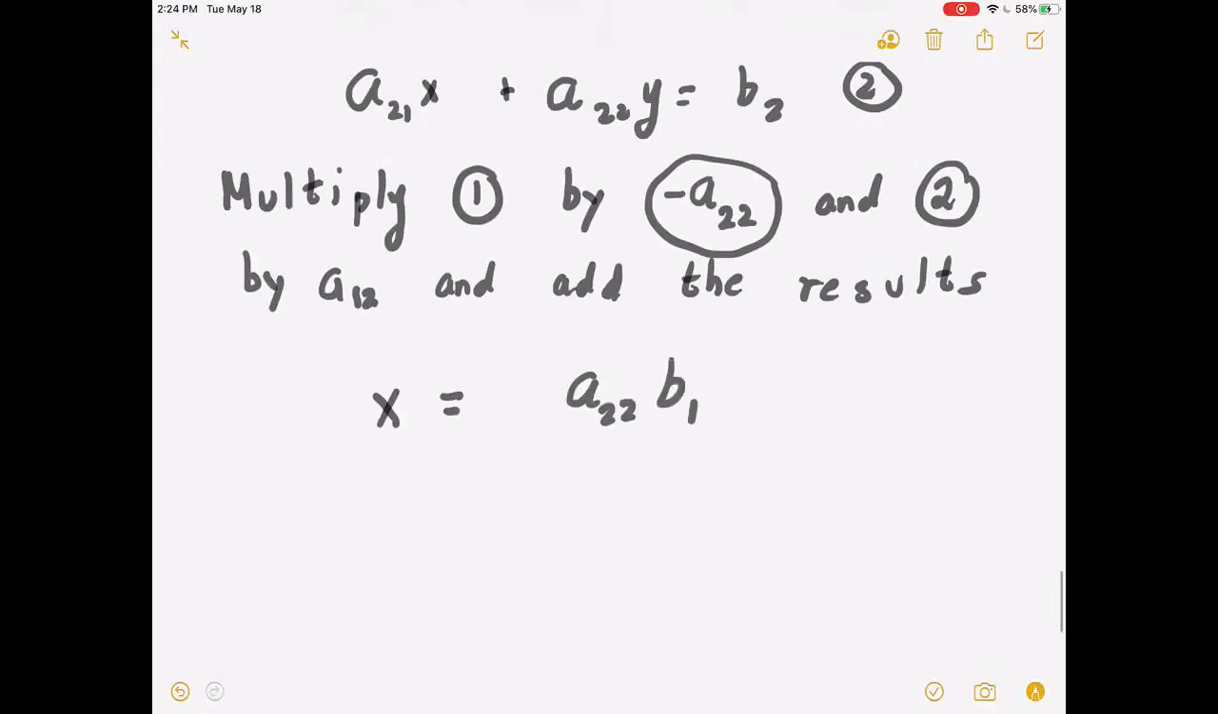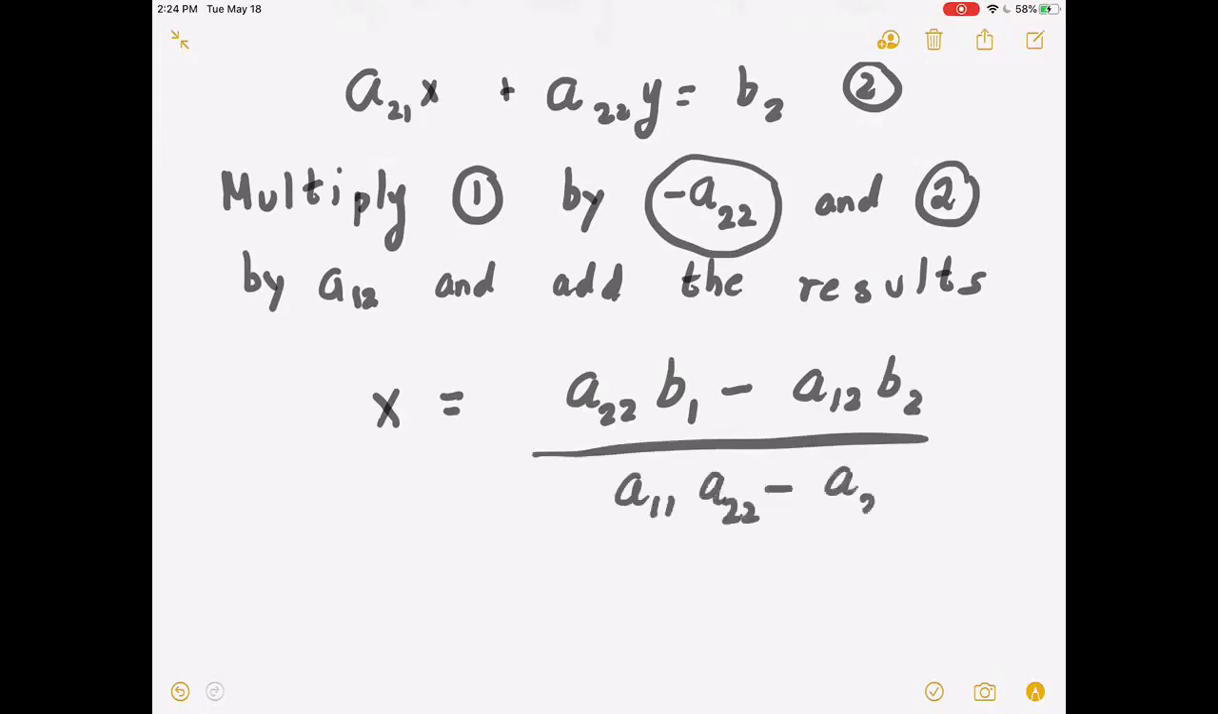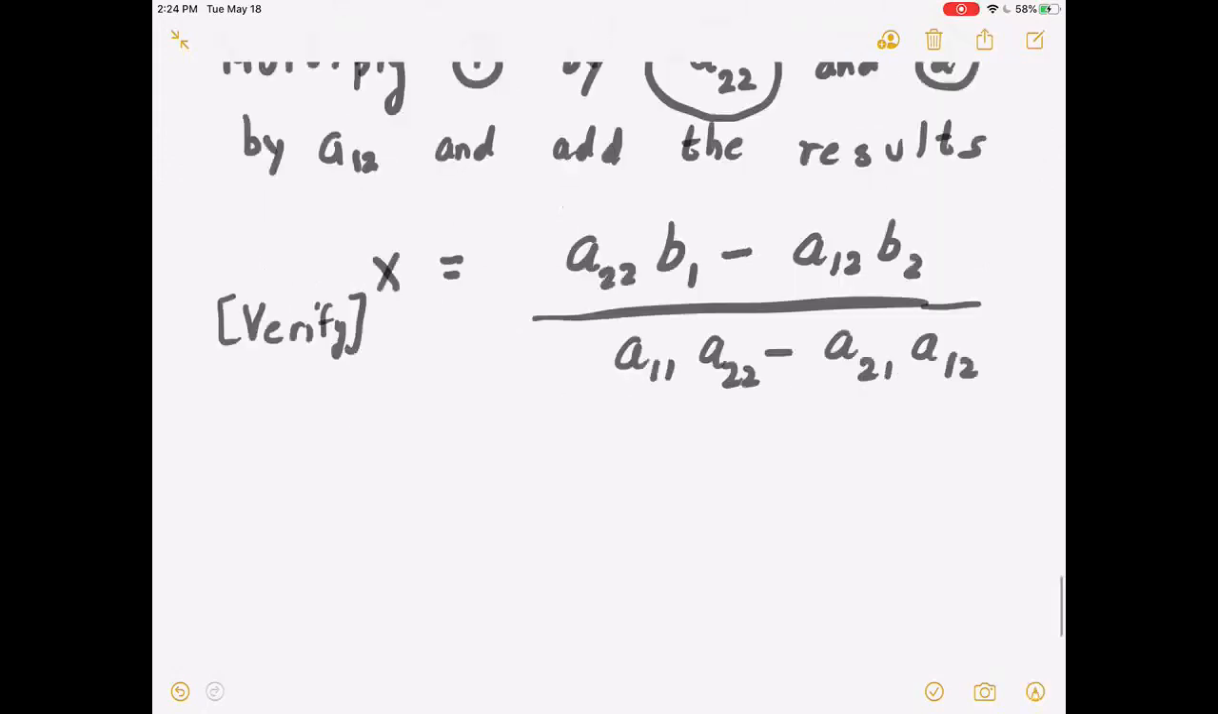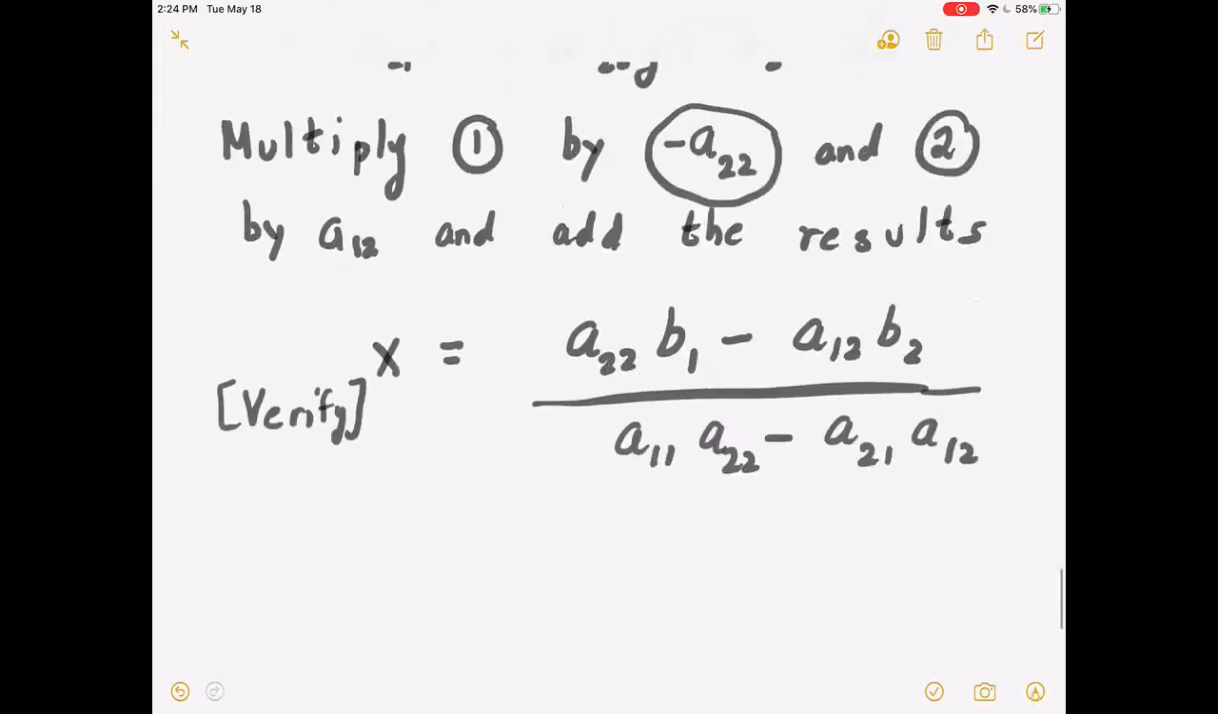It'll be a sub 2, 2 times b sub 1 minus a sub 1, 2 times b sub 2 divided by a sub 1, 1 times a sub 2, 2 minus a sub 2, 1 times a sub 1, 2. And you should verify this. Pretty straightforward. So I've sort of outlined the process of how you solve for your unknowns.